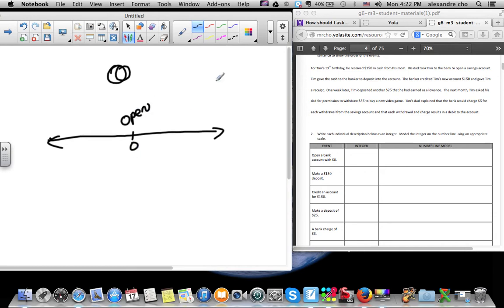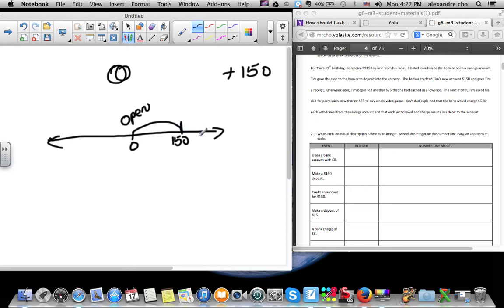Make a deposit of 150. The integer would be plus 150. Okay, obviously, if you deposit, it's plus 150. That's what you can write. And to open, from 0 you go all the way to 150. So that's where you are right now. There's an increase on the positive side.